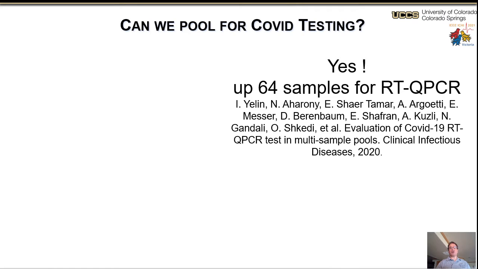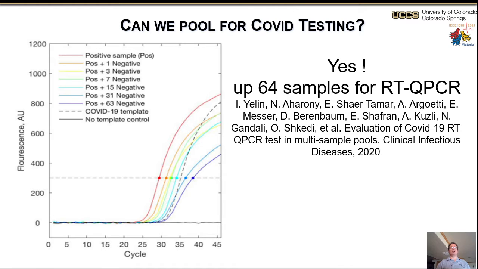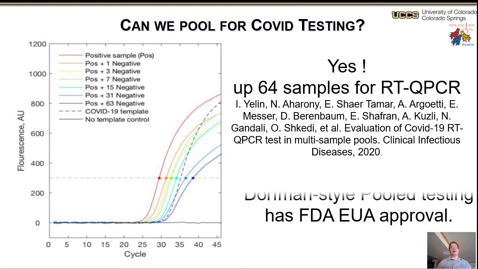Yellen et al. was one of the early papers to show that for RT-qPCR, you could actually do up to 64 samples. They have a fluorescence plot here, and you can see the purple line here is COVID positive plus 64 negative samples, so pool size 64, and it's still well detectable above the noise floor, which is way down here. And in the range of the variations you might see, here's a COVID standard template, so a little bit higher threshold in terms of the number of cycles, but not too much. The FDA ended up approving Dorfman-style pool testing under emergency use authorization so we could get more efficient testing.